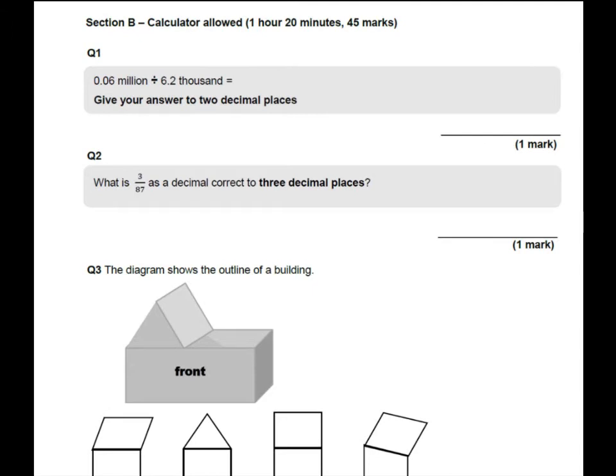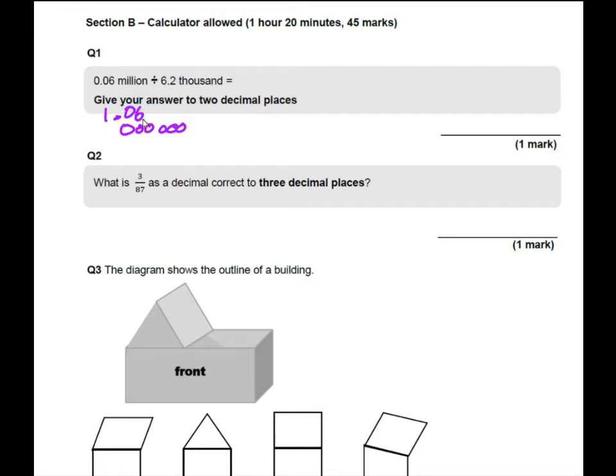The first question, question 1. I have 0.06 million and I need to divide it by 6.2 thousand. And we need to give our answer to 2 decimal places. So as we said in class, the way to do this is write your millions as 6 zeros. And we've got the decimal point there to say where the whole millions would have started. So if we had a million, it would go there.